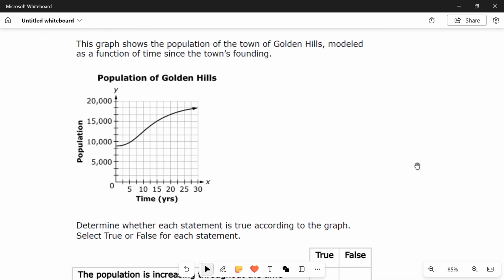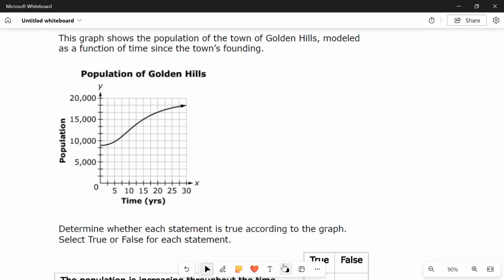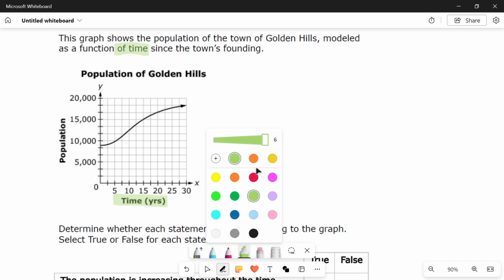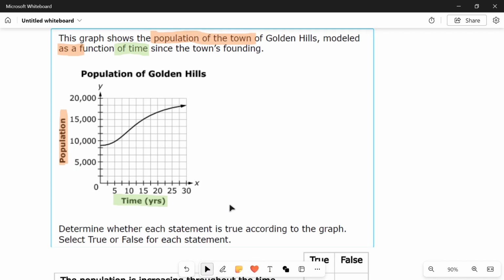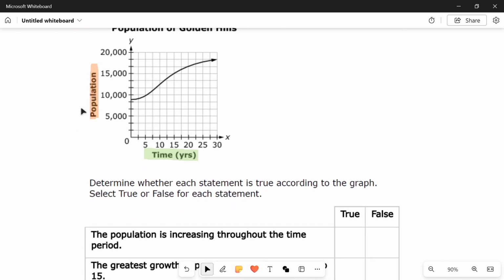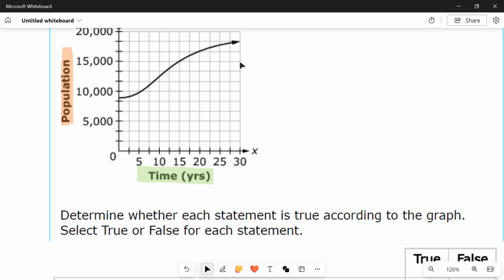We have another function here, and now let me get some colors in here we can use. So this time, something is a function of time, so we still have time down here in years, but we have a different function, and it is the population of the town as a function. The population of the town depends on the time, and that's the whole thing that makes it a function, there's a dependence. The population is not one fixed number, it's changing, and what the population is depends on when you look.